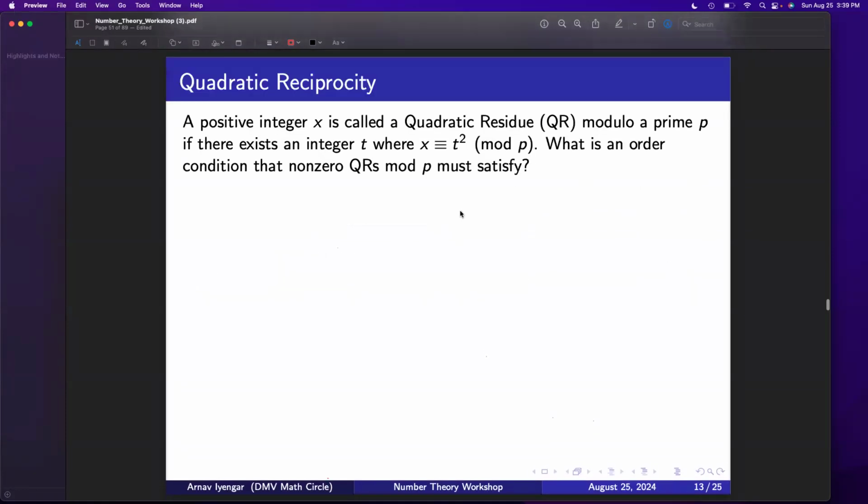Okay, so now we can move on. So this is going to be a little about quadratic reciprocity. This is essentially the study of figuring out which values of x can give a value of t where x is t squared mod p. But we'll use a little bit of orders in this.